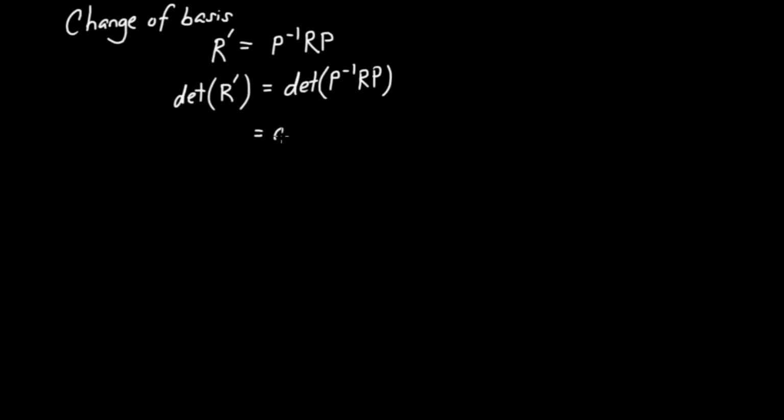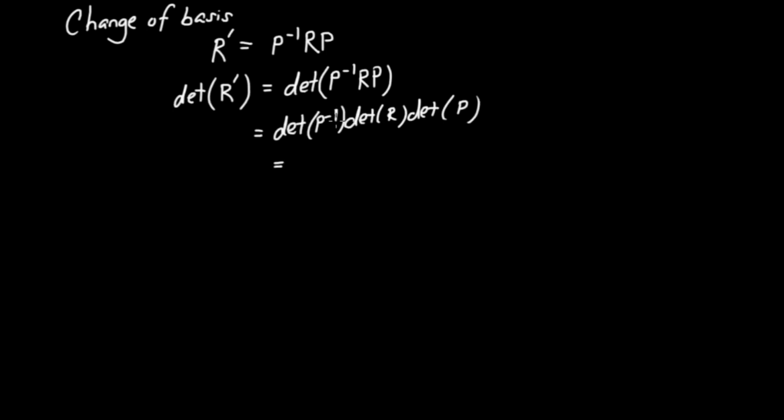Let's prove the statement that we made before, that if R prime is given by P inverse RP, then the determinant of R prime is equal to the determinant of R. It's very easy to do based on what we proved in the last video, that you can split up the determinant over multiplication. So the determinant of R prime is equal to the determinant of P inverse RP, which is equal to the determinant of P inverse times the determinant of R times the determinant of P.